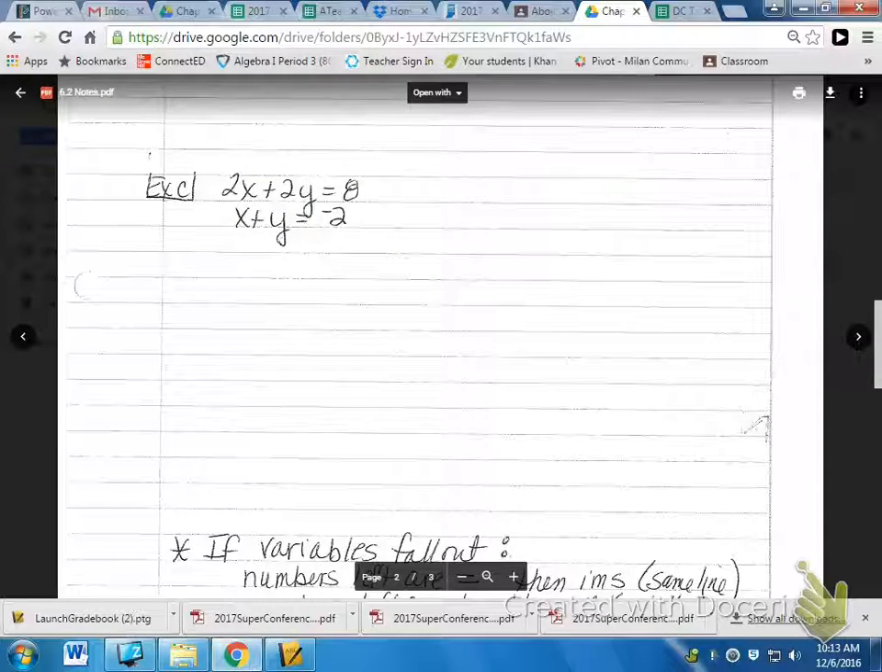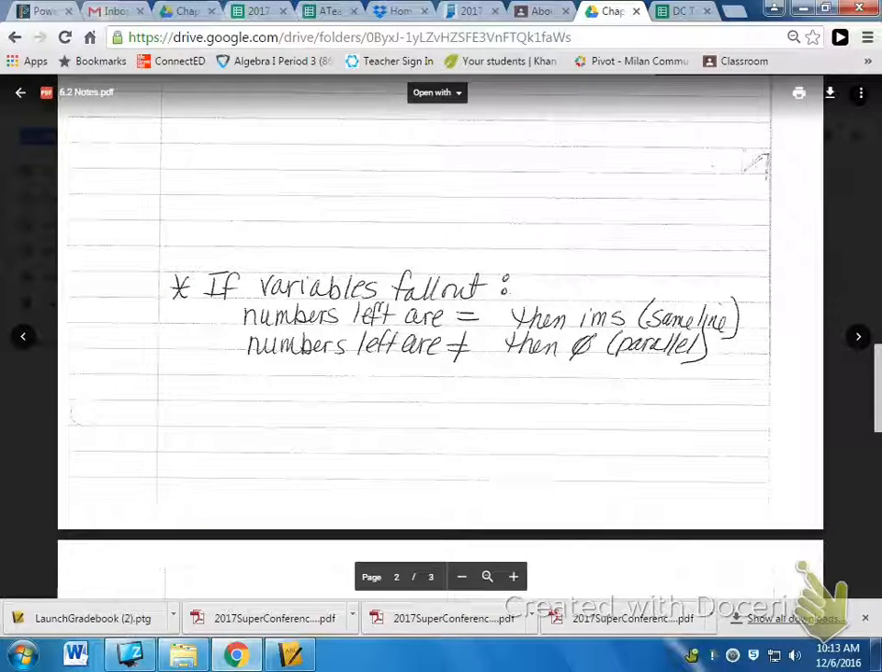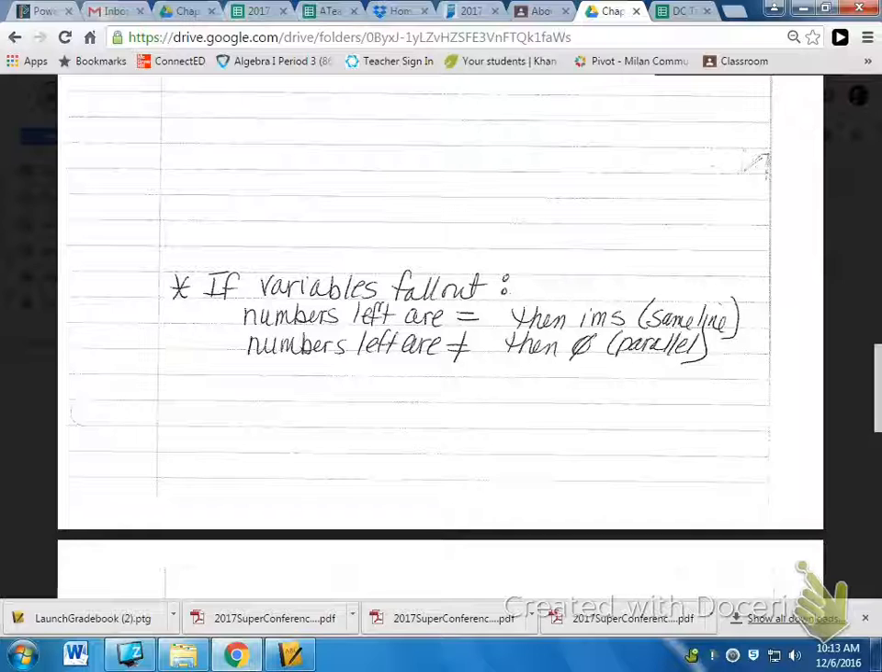Let's look at what the note below says here. If the variables fall out, and it's going to happen, if the variables fall out and the numbers left are equal, then you say IMS, infinitely many solutions, and they are the same line. If the numbers left are not equal, then empty set, those lines must be parallel. Questions about that?